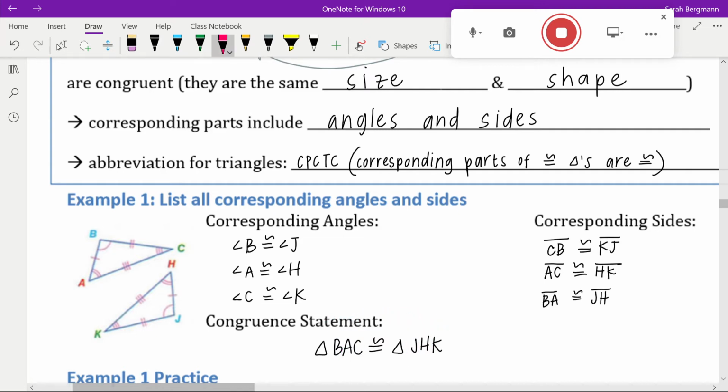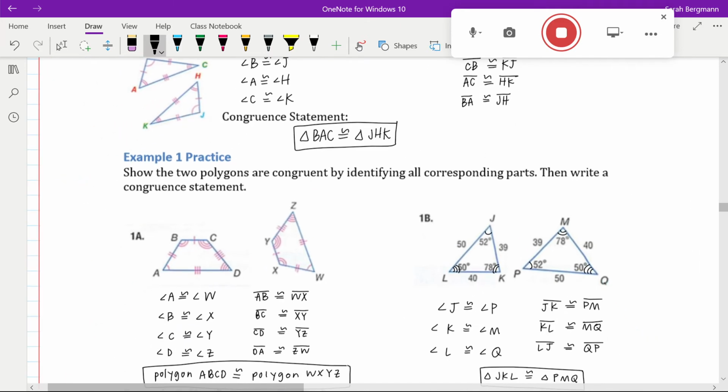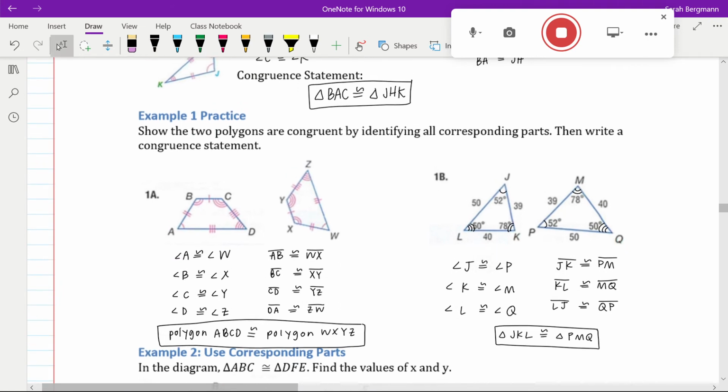So it's really important what order you put these letters in. You can't just randomly name the triangles. Pause the video and try the practice problem below. Here are the correct answers.